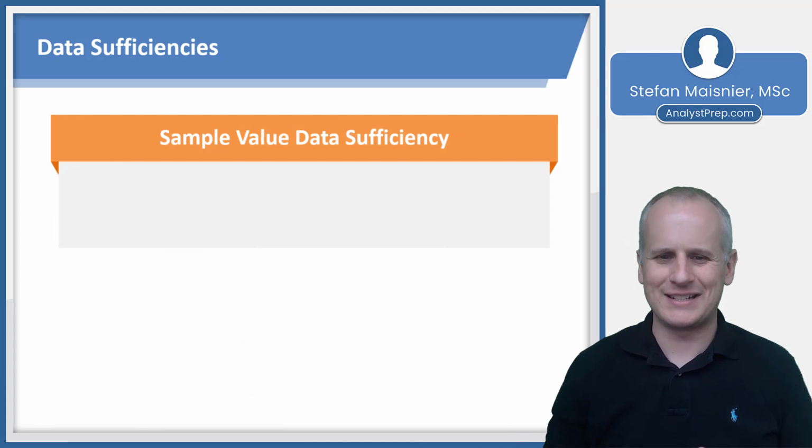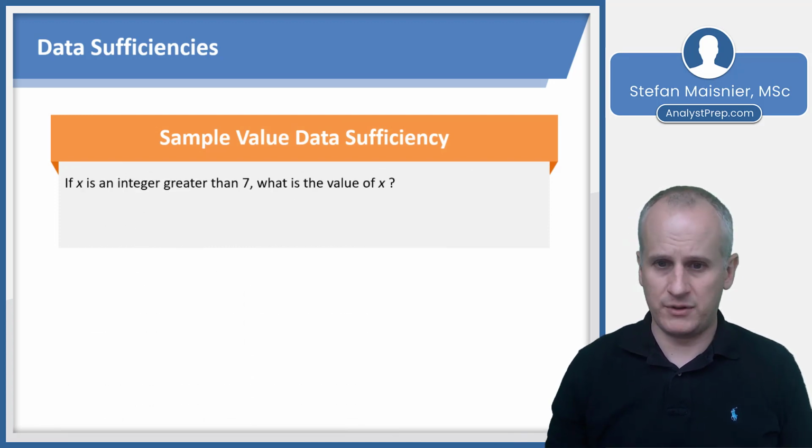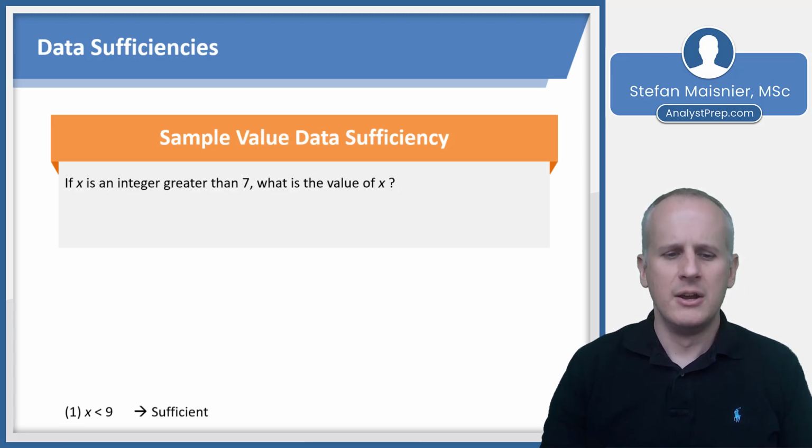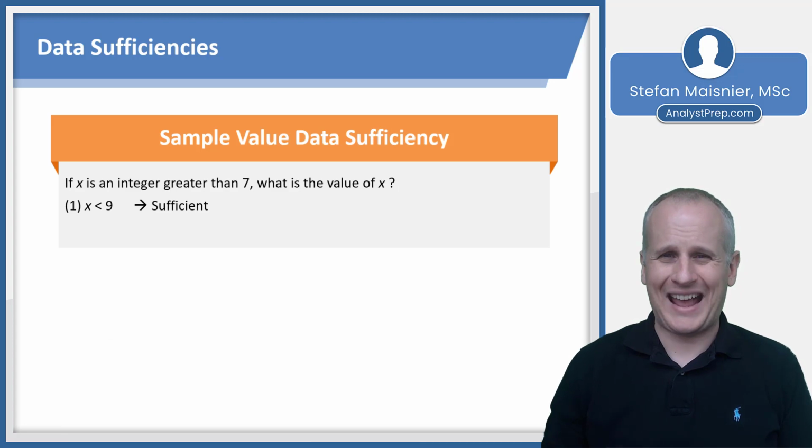So let's take a look at a sample value data sufficiency. So we've just got a statement: if x is an integer greater than 7, what is the value of x? So this is a value data sufficiency because we're being asked, is there one definitive outcome for the value of x? We are then provided with what are known as the conditions.